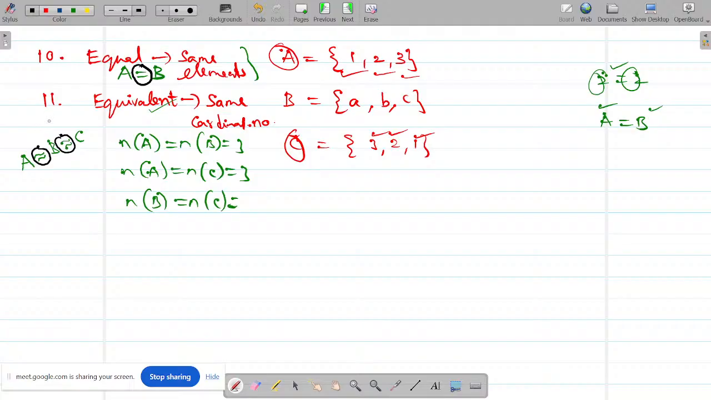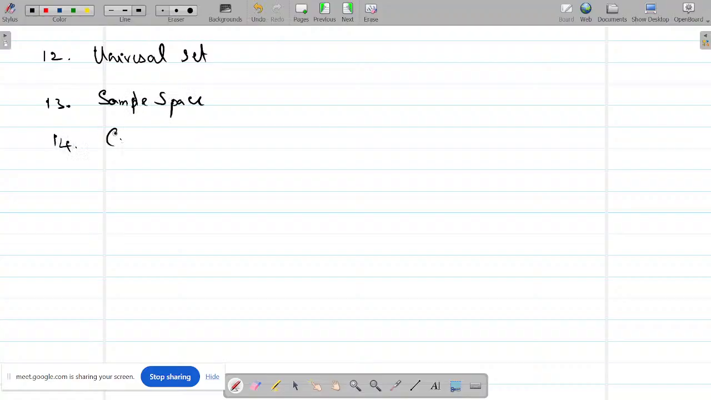Shall I take over? Shall I go for the next content? 12th one, universal set. 13th, sample space. 14th, complementary set. Complementary, you can call it an operation or you can call it a set. You need not worry about the terms. You can call it an operation, complementary operation or complementary set.